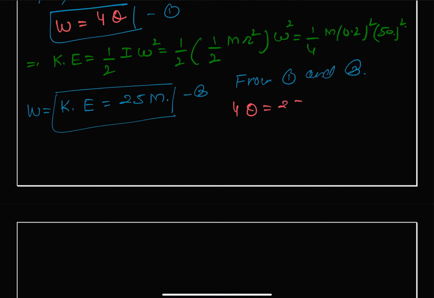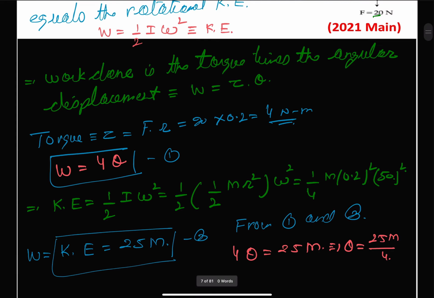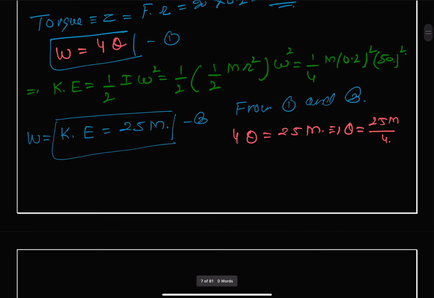25 times m, and from here we can say our theta will be equal to 25 m upon 4. Now we are given that it is having n number of revolutions.